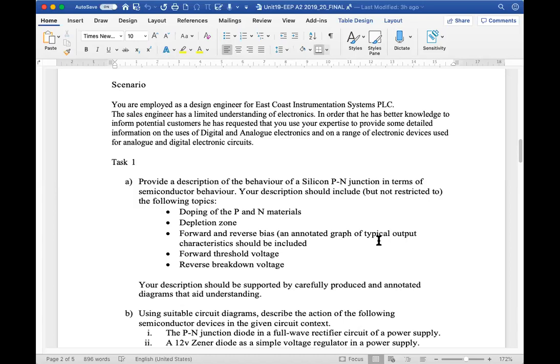Part D, carry out suitable research to analyze the advantages and disadvantages of both bipolar junction transistors and enhanced mode MOSFETs as a switch. Yeah, so you should include typical applications of both devices, including uses other than as a switch. So they can both be used as a switch, but they can also be used for other applications.